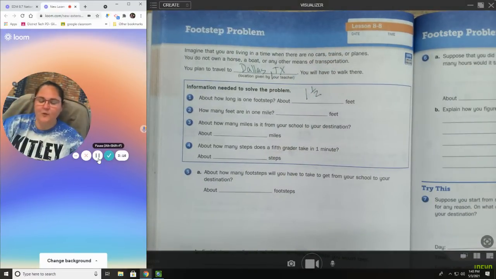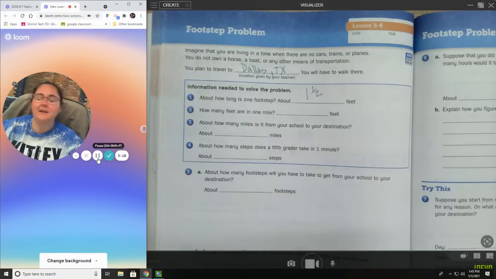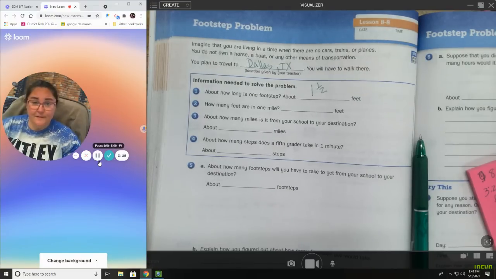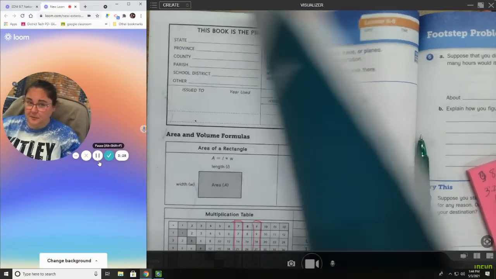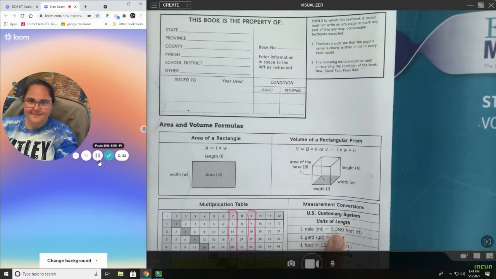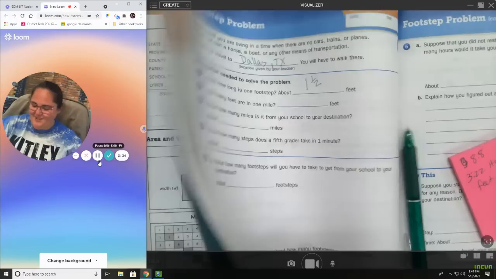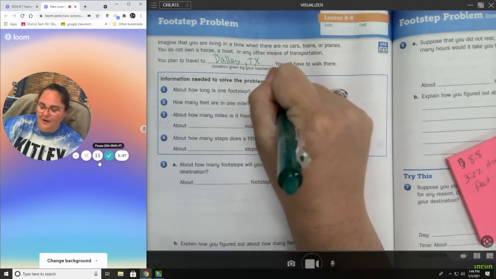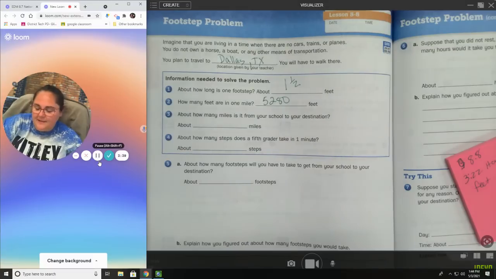How many feet are in 1 mile? What do you think? No Googling. I said no Googling, but if you're smart, the very front of your book, remember that front cover? Use it. 5,280 feet are in 1 mile. About how many miles is it from your school to your destination?